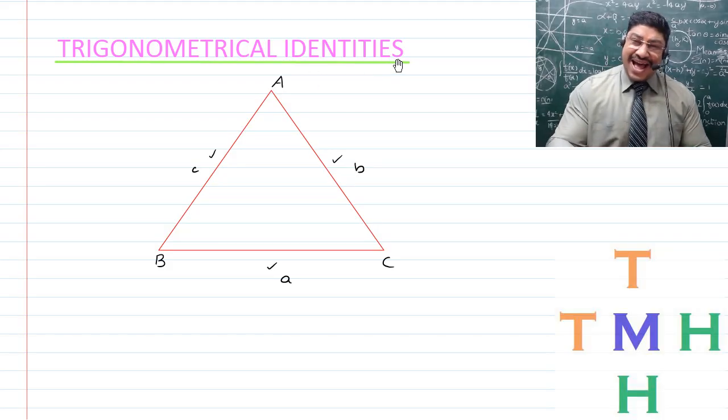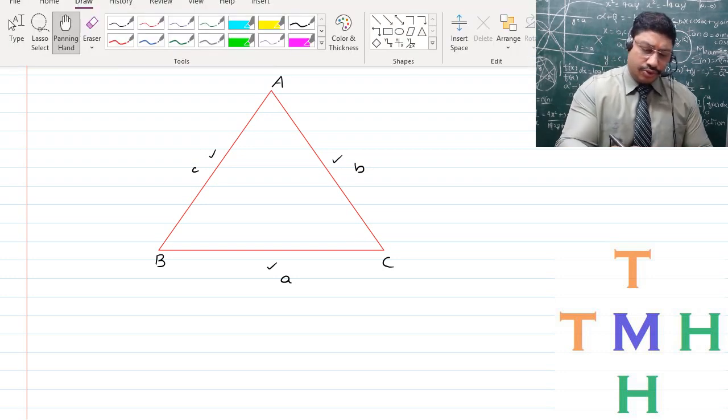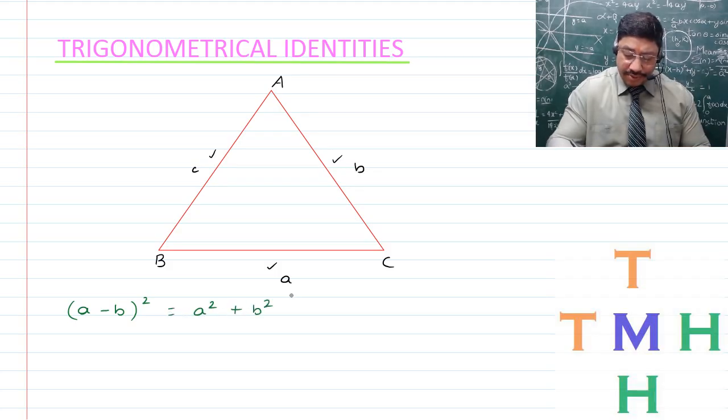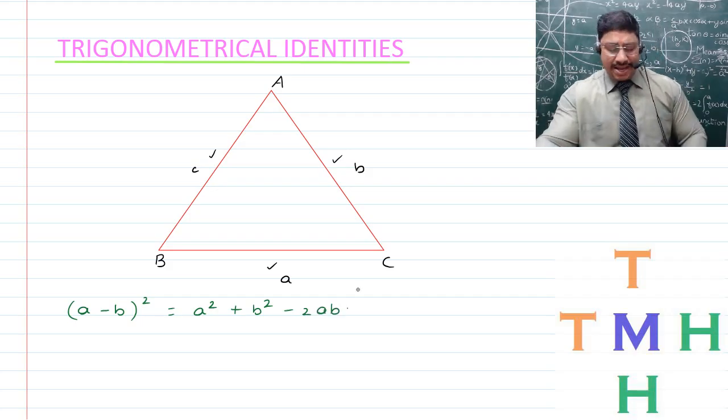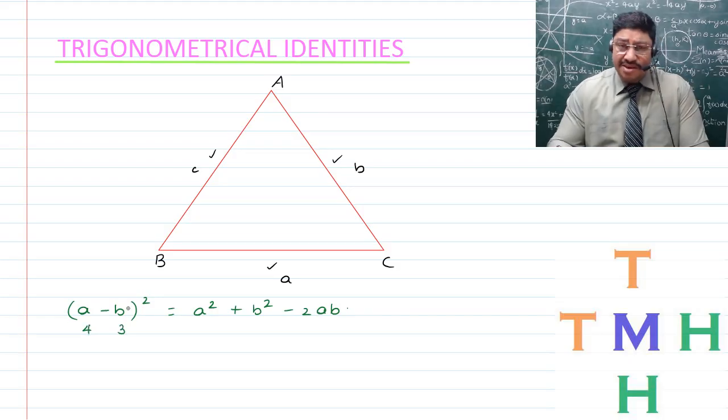Whenever we talk about an identity, it is actually an equation which is always true, right? So whatever value of the variables you keep, it is always going to come out to be true. So if, say, we talk about an equation like (a minus b) whole square, this is going to come to be a square plus b square minus 2ab. We know this by algebraic identities. That means whatever value of a and b we keep, this is always going to be true.